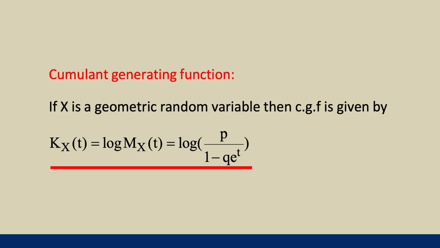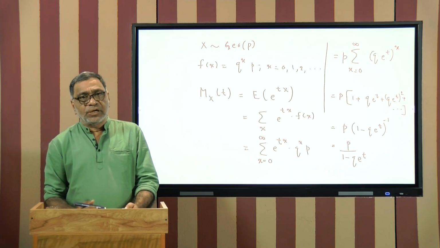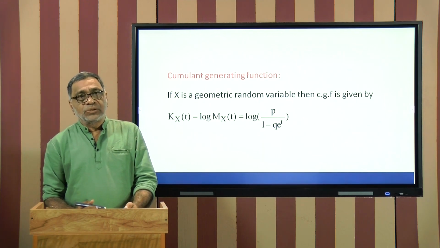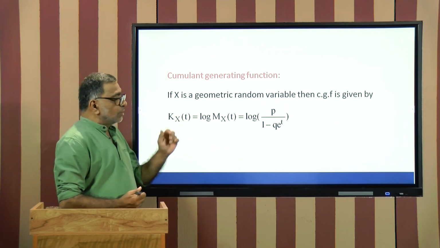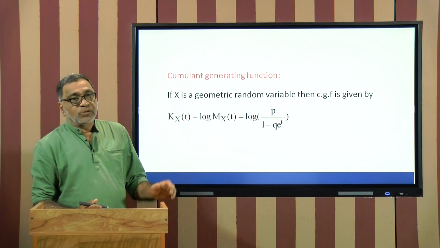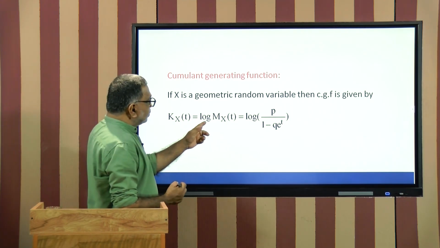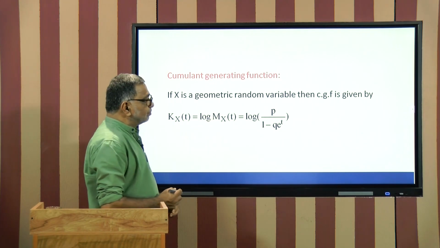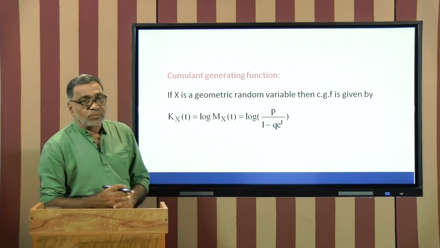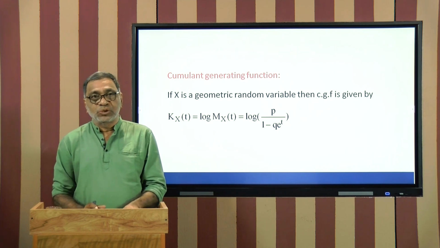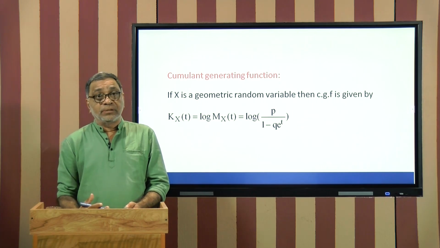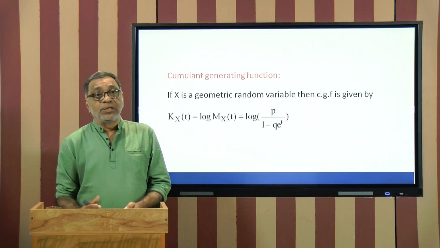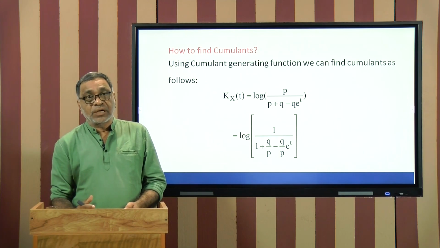Earlier we have derived the moment generating function as p divided by 1 minus q e^t. So, using that moment generating function value, we are deriving the cumulant generating function. And the cumulant generating function is, by definition, logarithm of M_X(t), and that is equal to logarithm of p divided by 1 minus q e^t. And how from this cumulant generating function we can find the cumulants is explained as follows.